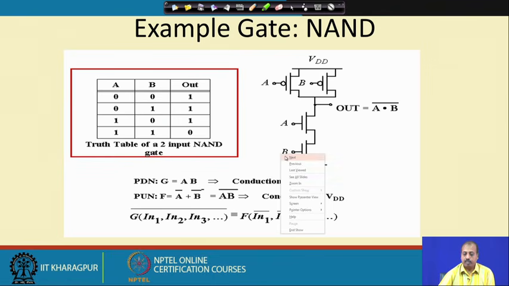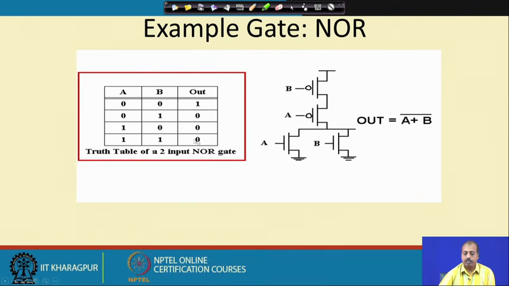We can also realize the NOR gate in a similar fashion. For the NOR gate, in the pull down network, A and B should be connected in parallel, and in the pull up network, A and B should be connected in series. So, whenever the lower network is in parallel, the upper network is in series and vice versa.